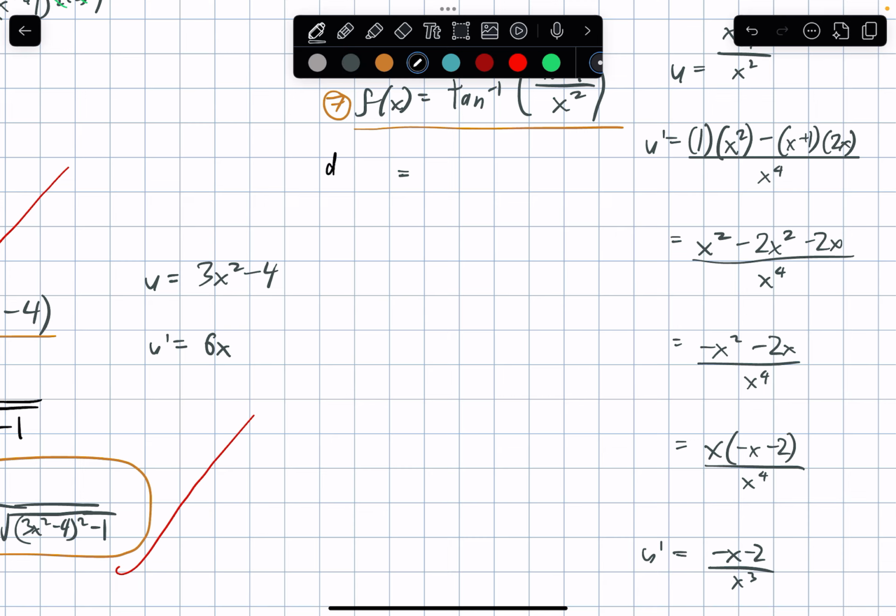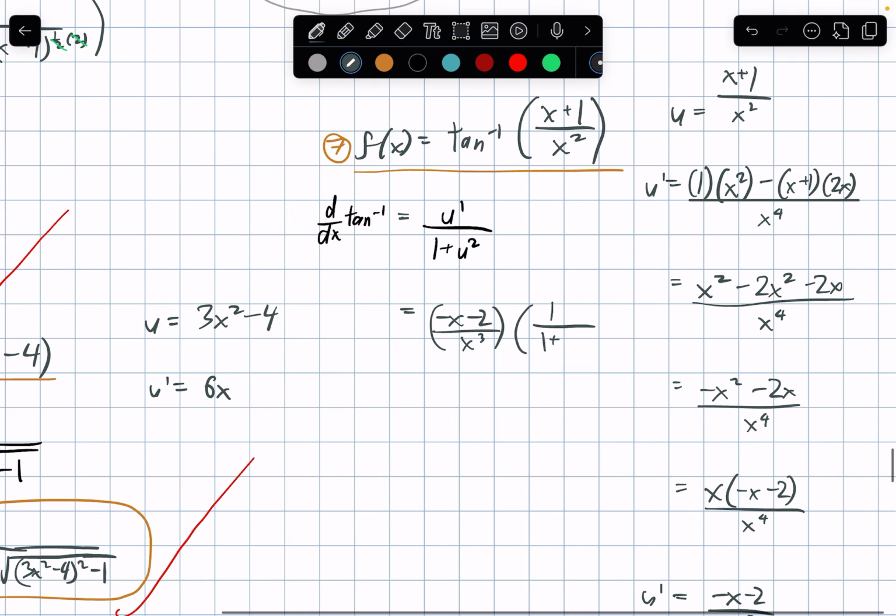So again, what is the derivative of arctangent? That is going to be equal to positive u prime over 1 plus u squared. And so we have this times 1 over 1 plus, what's u raised to 2? (x plus 1) over x, raised to 2. Okay, what's next?